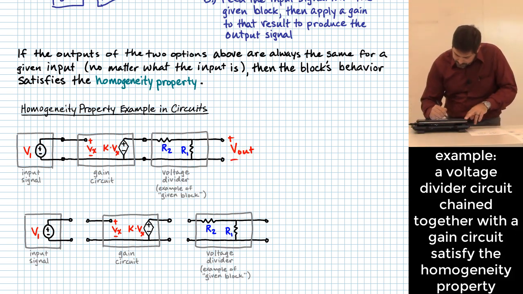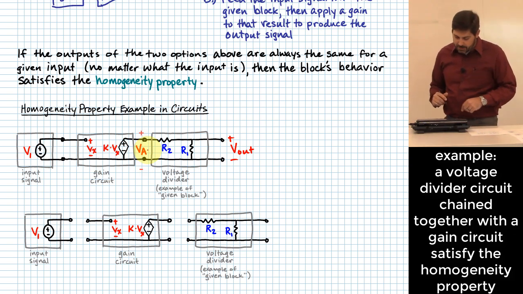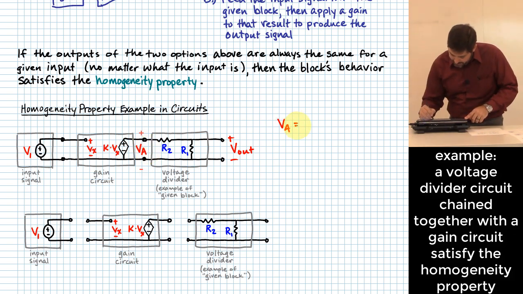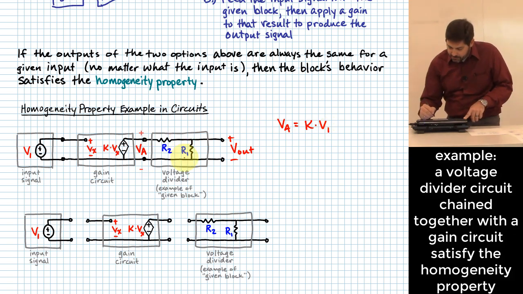Let me call this first V1. Or that was V1 over there. Let me call this maybe VA. Got to use different variables, right? Different letters. What is VA going to be? VA is just going to be equal to K times V1, right? If I put VA now across this voltage divider, what do I get for V out?